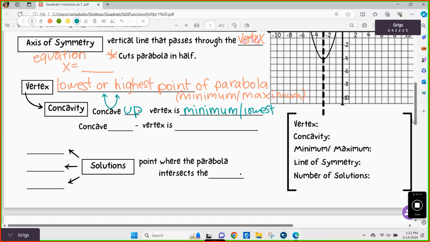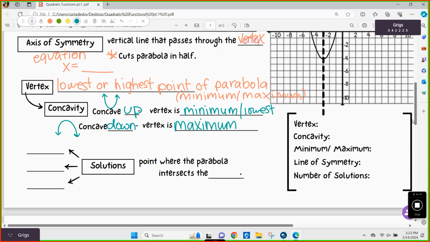And on the flip side, if it concaves down, it would look like this. The vertex would be your maximum point. The up has a U and the down has an N. That's a really good way to remember it.